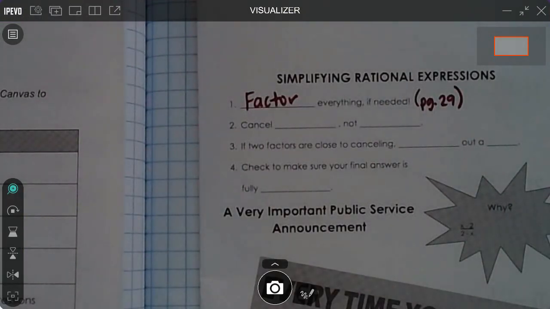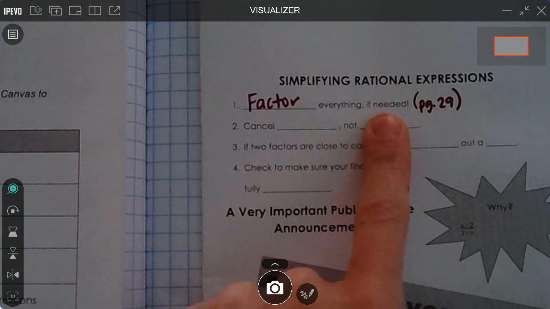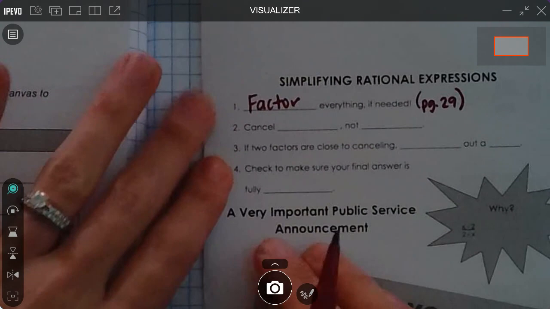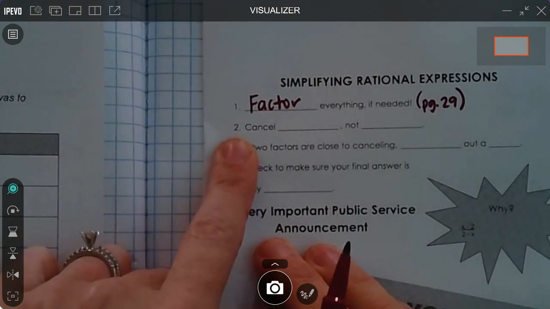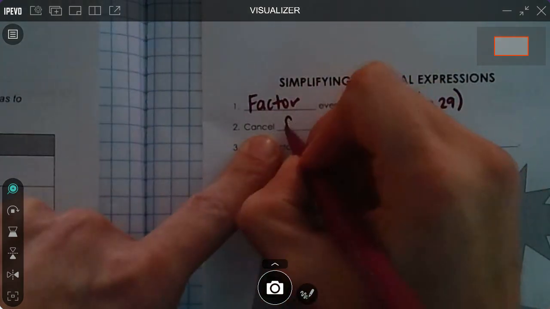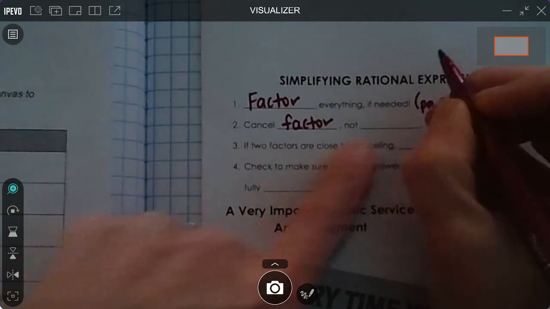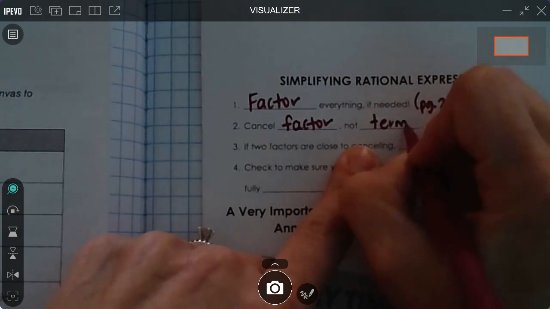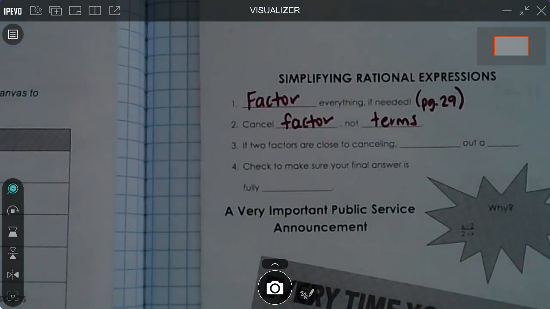All right. So your first rule is you've got to factor everything. Notice it says "if needed." Sometimes it won't factor. So this right here, number 2, is the biggest thing. You can cancel factors, not terms. Write that down, and then I'm going to talk about what I mean. That is the most common mistake in this unit.